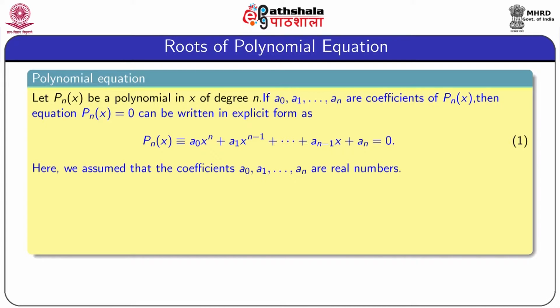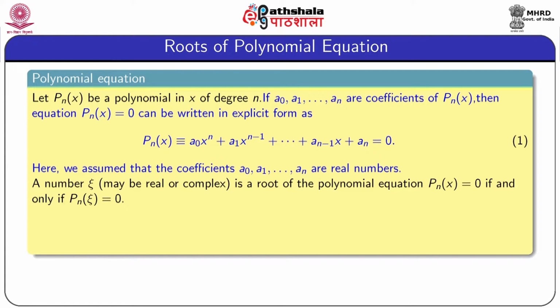Here we assume that all the coefficients a0 to an are real numbers, and a number xi, which may be a real number or a complex number, is a root of the polynomial equation P_n(x) = 0 if and only if P_n(xi) = 0. And we know that every polynomial of degree n has exactly n roots.